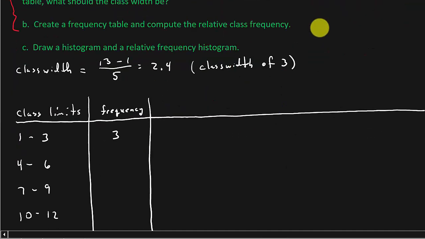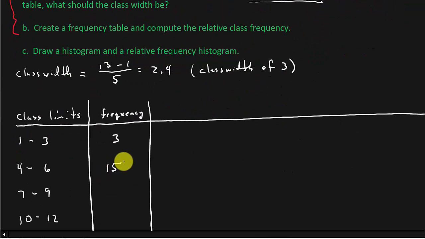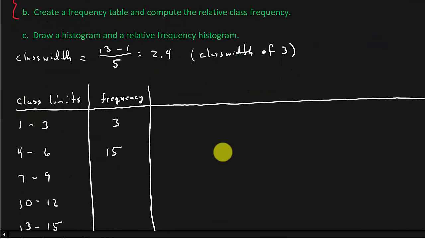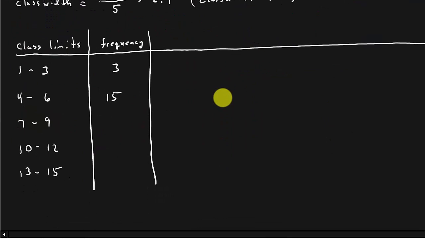Looks like 15. Okay. And you would just go through and do all that. I would suggest marking them out. It'll be easier to do the rest of them. But that would be 15, 17, 4, and 1.